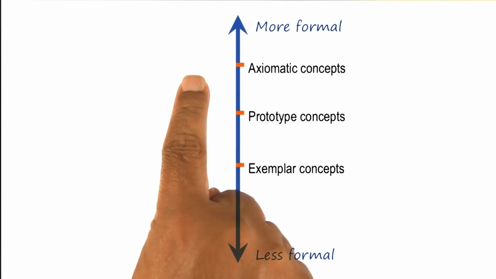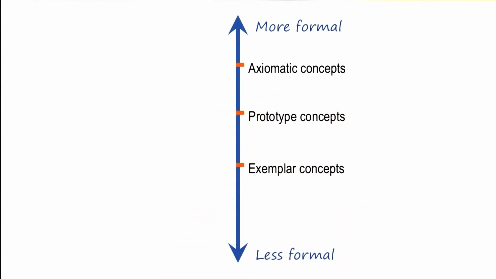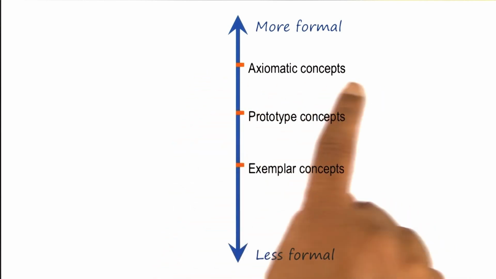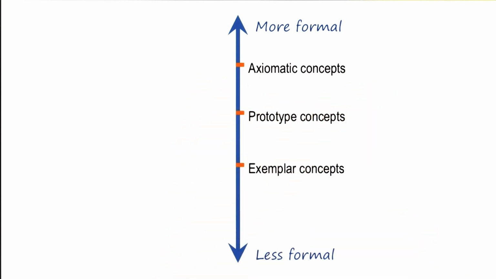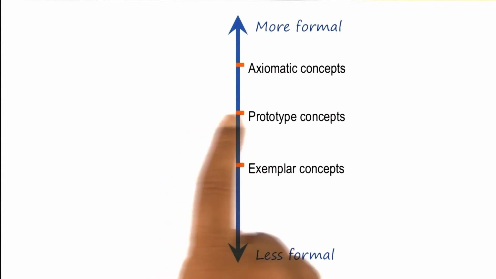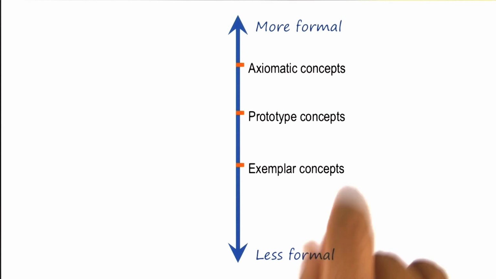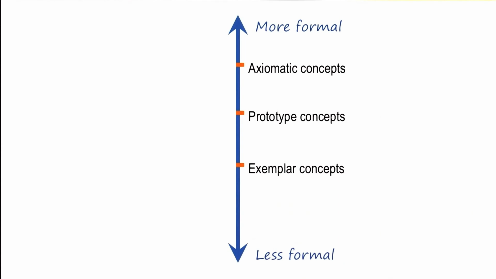In general, humans find it easier to communicate about these axiomatic concepts because they are well defined. There is a set of necessary and sufficient conditions that we all agree with. Examples are mathematical concepts. Humans find it harder to communicate about prototype concepts, but most of the time we do quite well. It's even harder to talk about exemplar concepts like, let's say, beauty or freedom. Similarly, it's easier to teach computers about axiomatic concepts or program axiomatic concepts into computers.